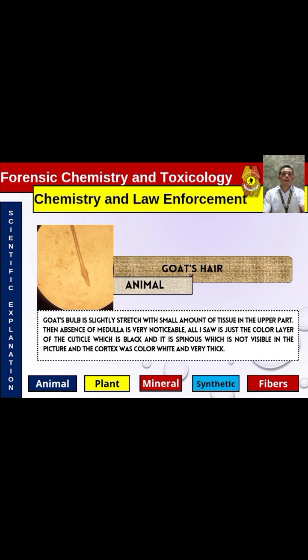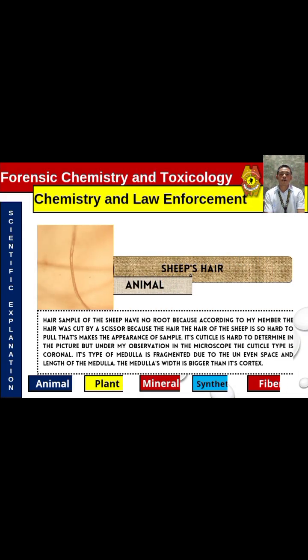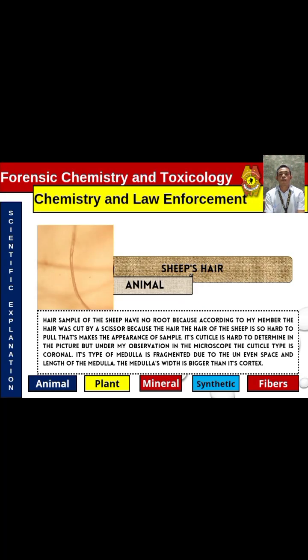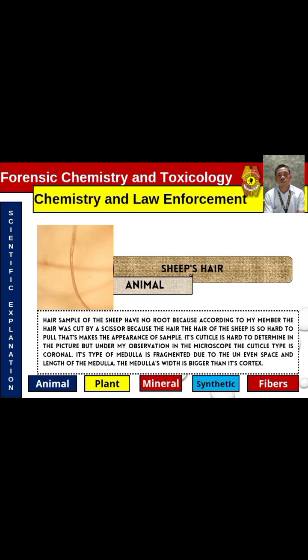Next hair animal is from sheep. The hair sample of the sheep has no root because, according to my member, the hair was cut with scissors, since the hair of the sheep is so hard to pull. Its cuticle is hard to determine in the picture, but under my observation in the microscope, the cuticle type is coronal. Its type of medulla is fragmented due to the uneven space and length of the medulla. The medulla's width is bigger than its cortex.